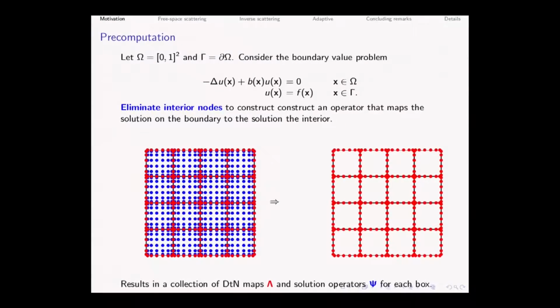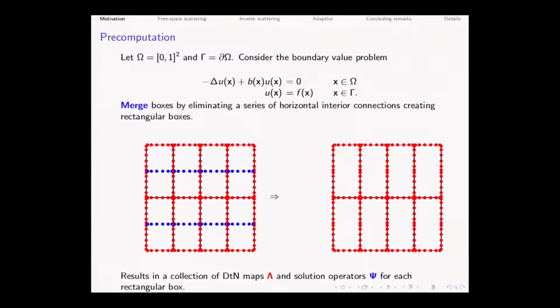So now we're here. And what we're going to do is eliminate these interior edges here in blue. In doing that, we're going to construct a Dirichlet-Neumann operator that lives on the boundary of this box, and a solution operator that takes the solution on the boundary of this box and gives me the solution there.